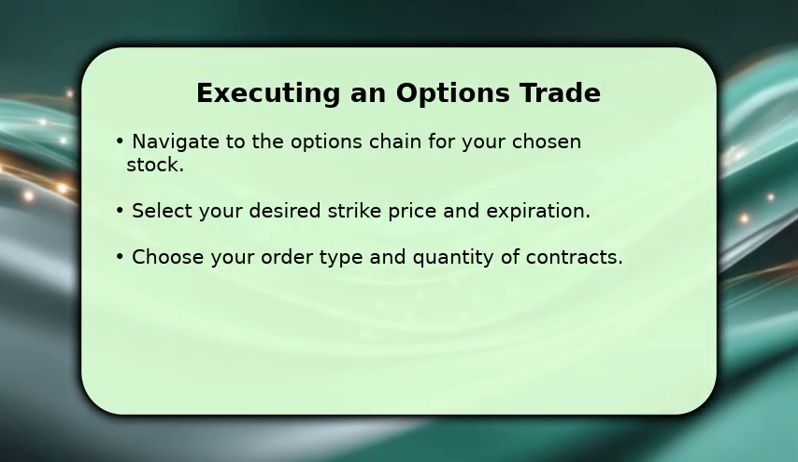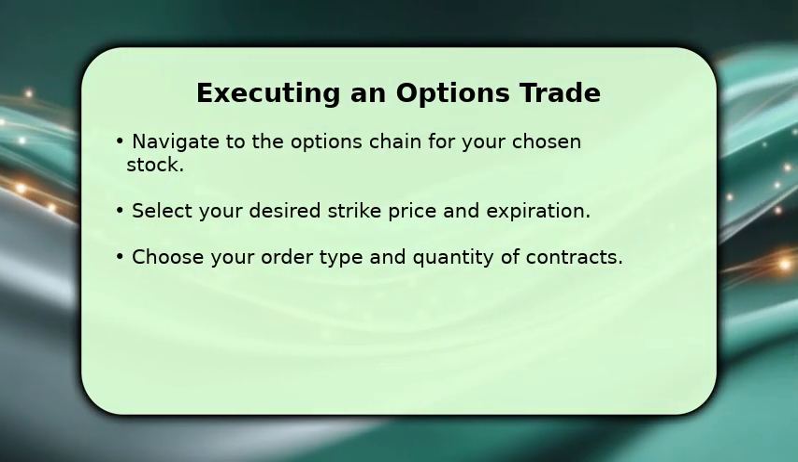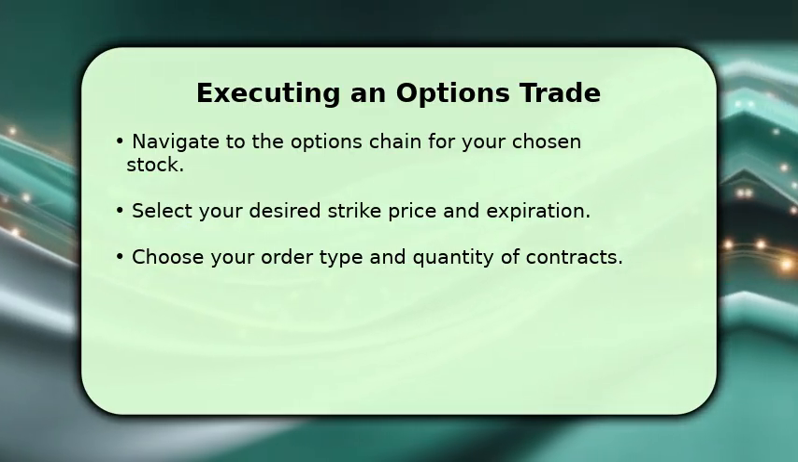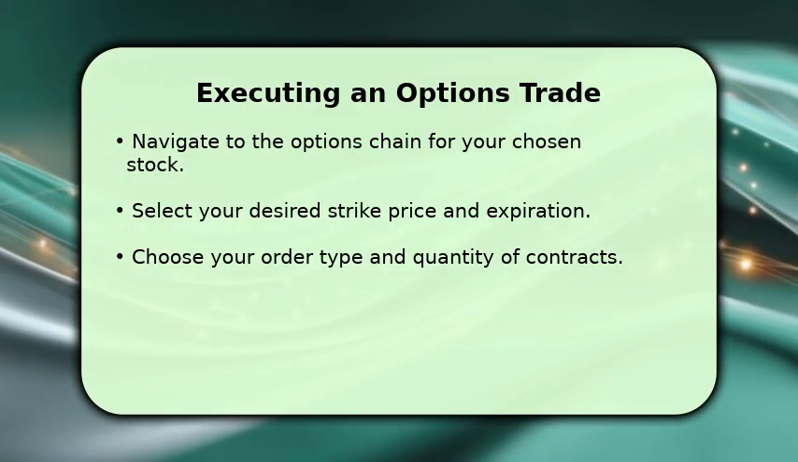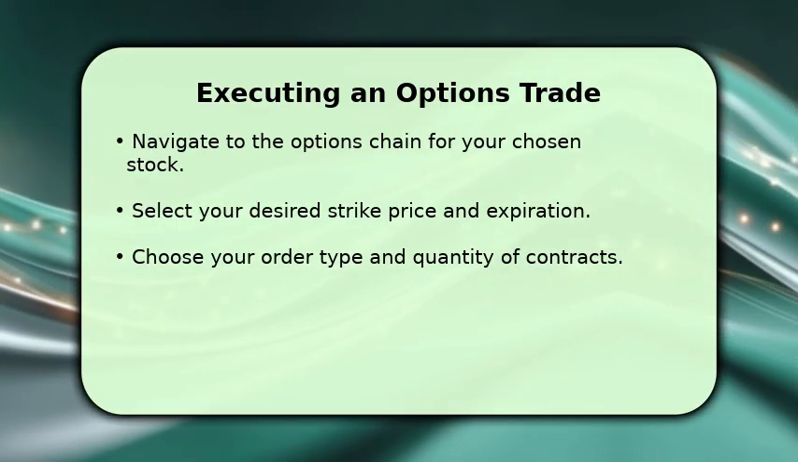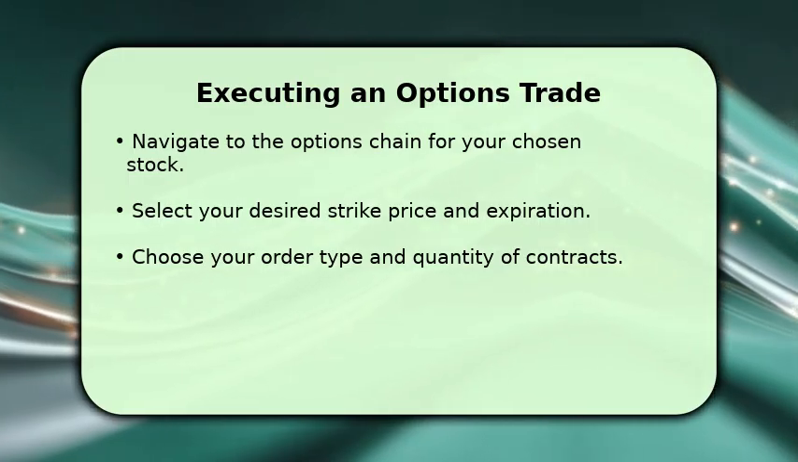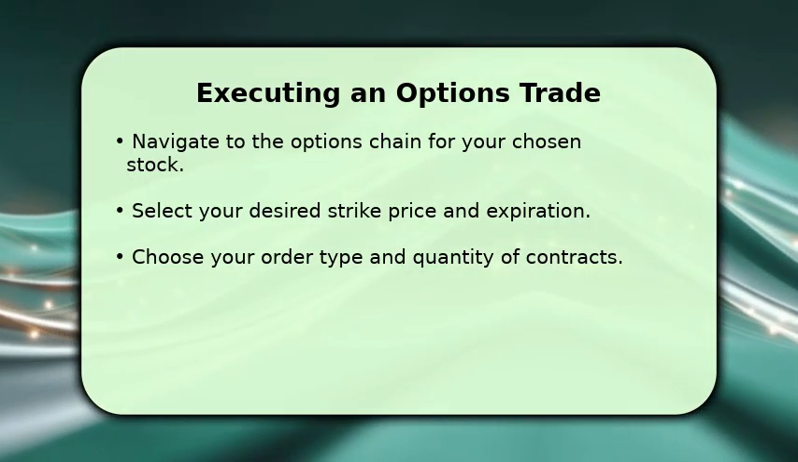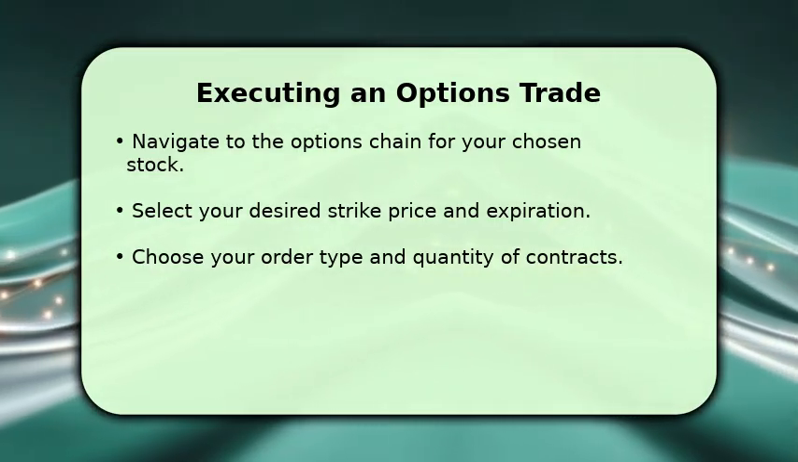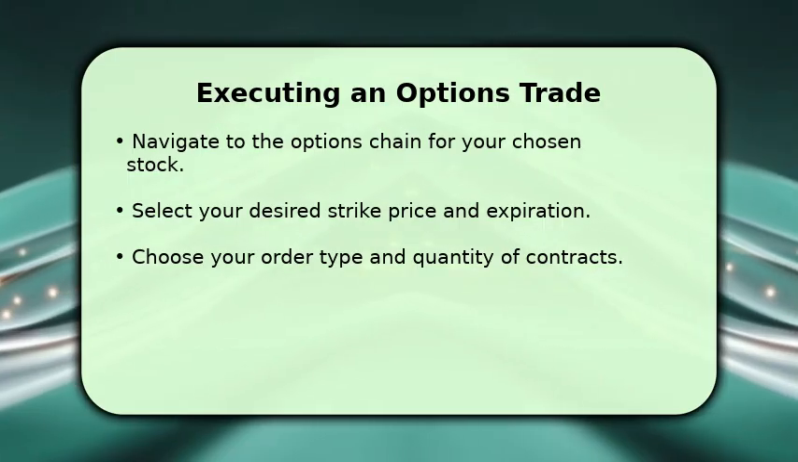Now, let's walk through placing an actual trade. On Webull, search for your desired stock and then tap on the Options tab. Here, you will see the options chain, where you can select your preferred expiration date and strike price. Choose whether you want to buy or sell, and then specify your order type, such as a market or limit order, and the number of contracts. Always review all details carefully before confirming your trade.